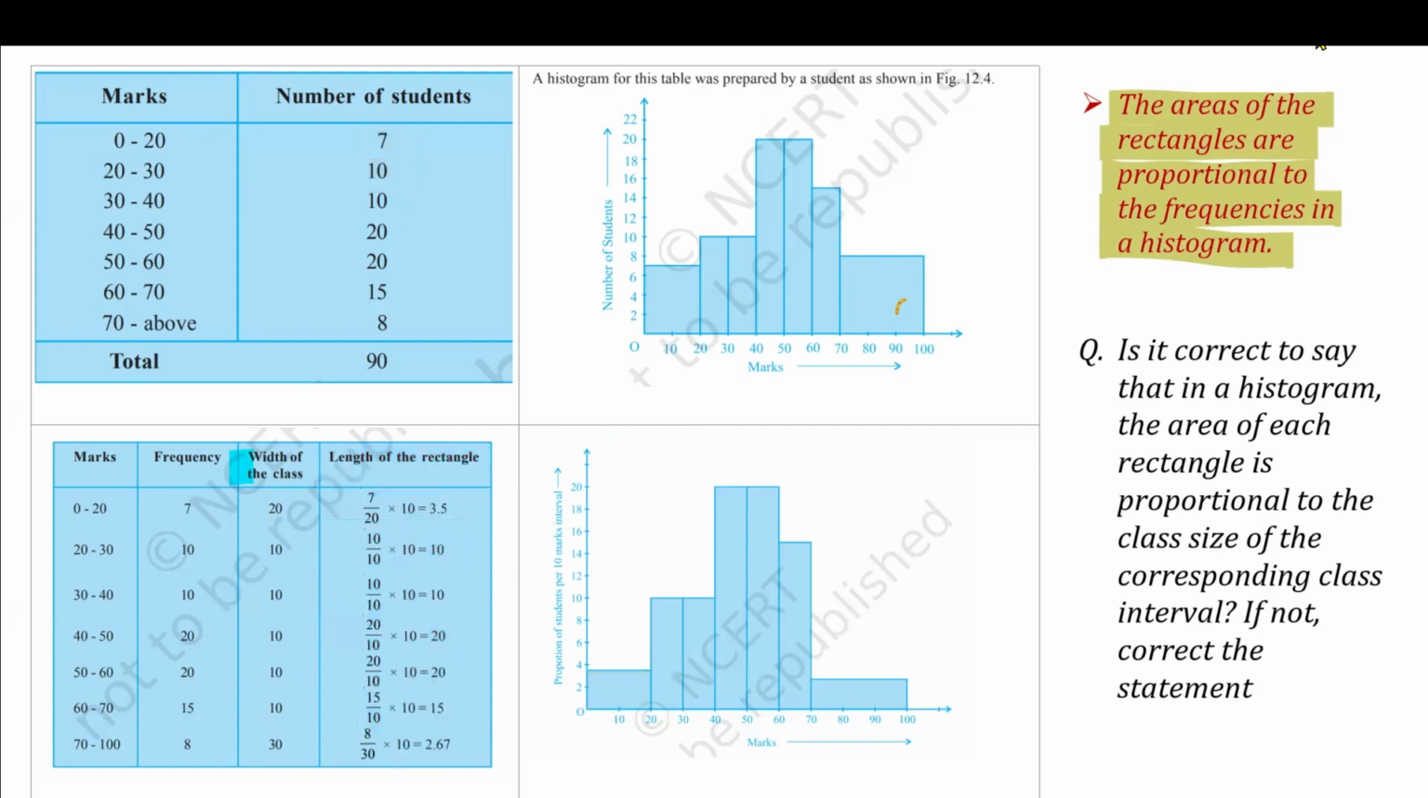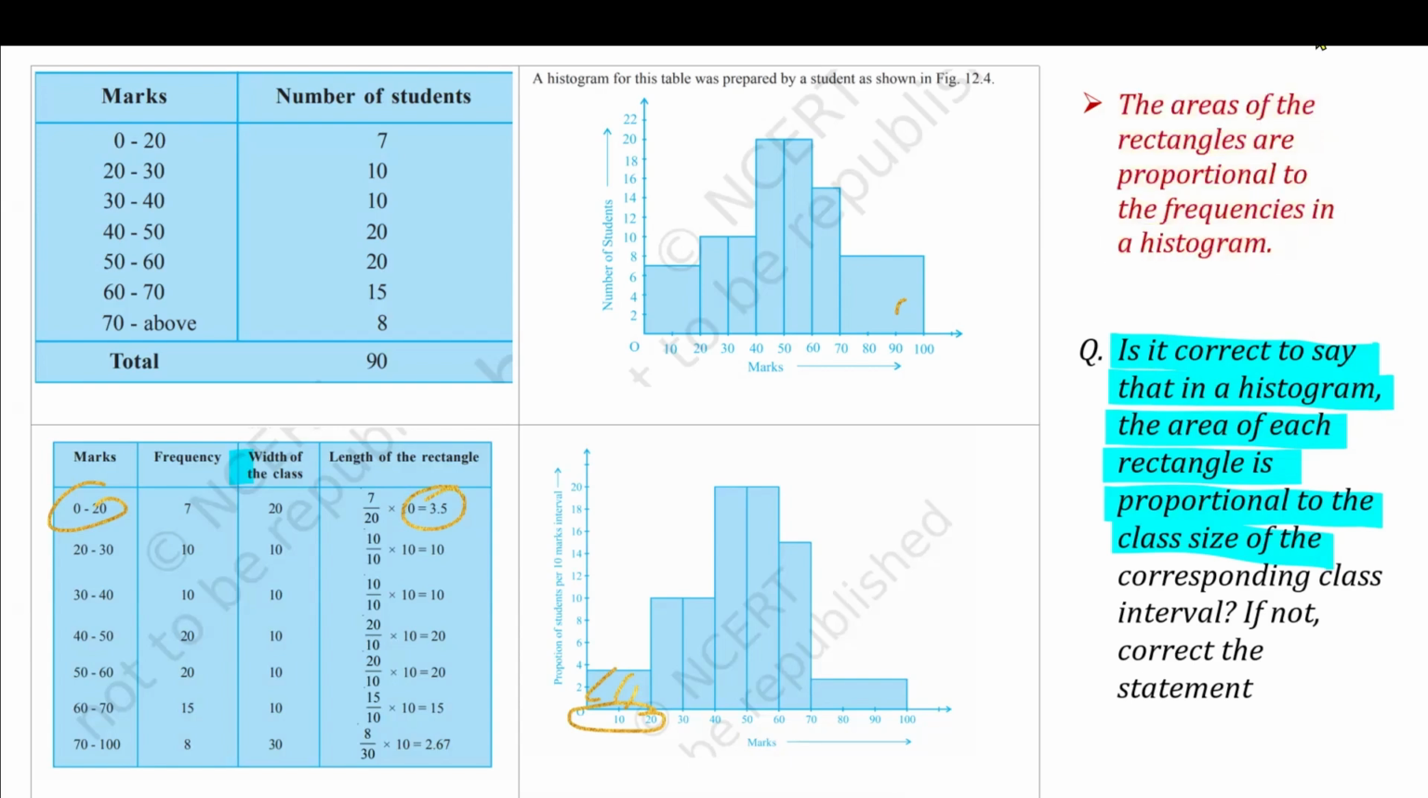Just like I have taken one question as a true and false. It says, is it correct to say that in the histogram, the area of each rectangle is proportional to the class size? We'll say no. It is not proportional to the class size. Remember, it is not proportional. In fact, it is proportional to the frequency. If not, correct the statement. So the correct statement is what I have already written. You can write it down again: the area of the rectangle is proportional to the frequencies in a histogram.